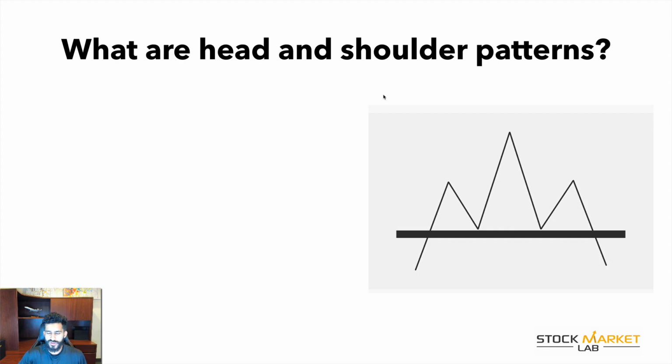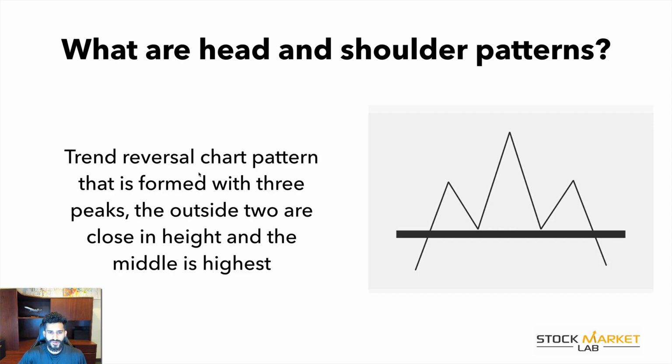So what are head and shoulders patterns? These are trend reversal chart patterns that are formed with three peaks. The outside two are close in height, and the middle is the highest. So basically, a head and shoulders pattern looks something like this. It's very similar to a triple top, but the middle top, or the second top, has a higher peak, right? So I'll break that down.